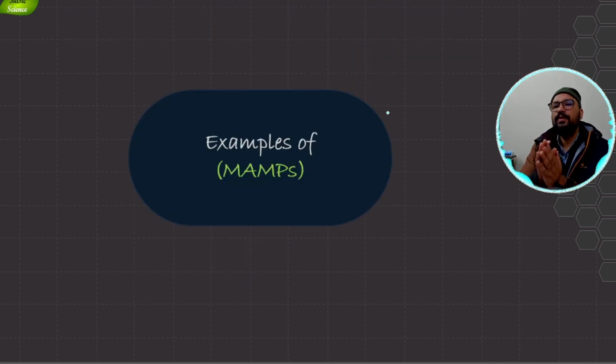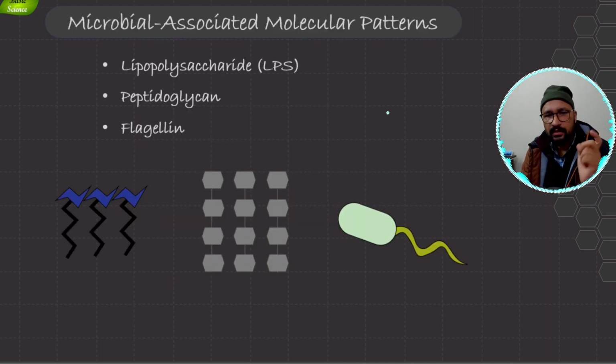So these are some of the key points regarding what MAMPs are. Now moving on to the examples of MAMPs, you have three important molecules. The first one is LPS, lipopolysaccharide. It's present in gram-negative bacteria. The second one is peptidoglycan. The third one is flagellin.